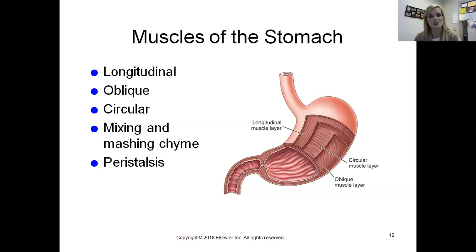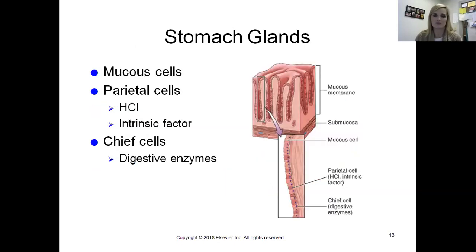I really just want you guys to know that the stomach is very much involved in the mixing and mashing of chyme, and that is because of the presence of that muscle. And it's also going to see more peristalsis taking place. Because of that muscle, we're going to see this slow wave-like contraction that's going to slowly push that food out of the stomach as well.